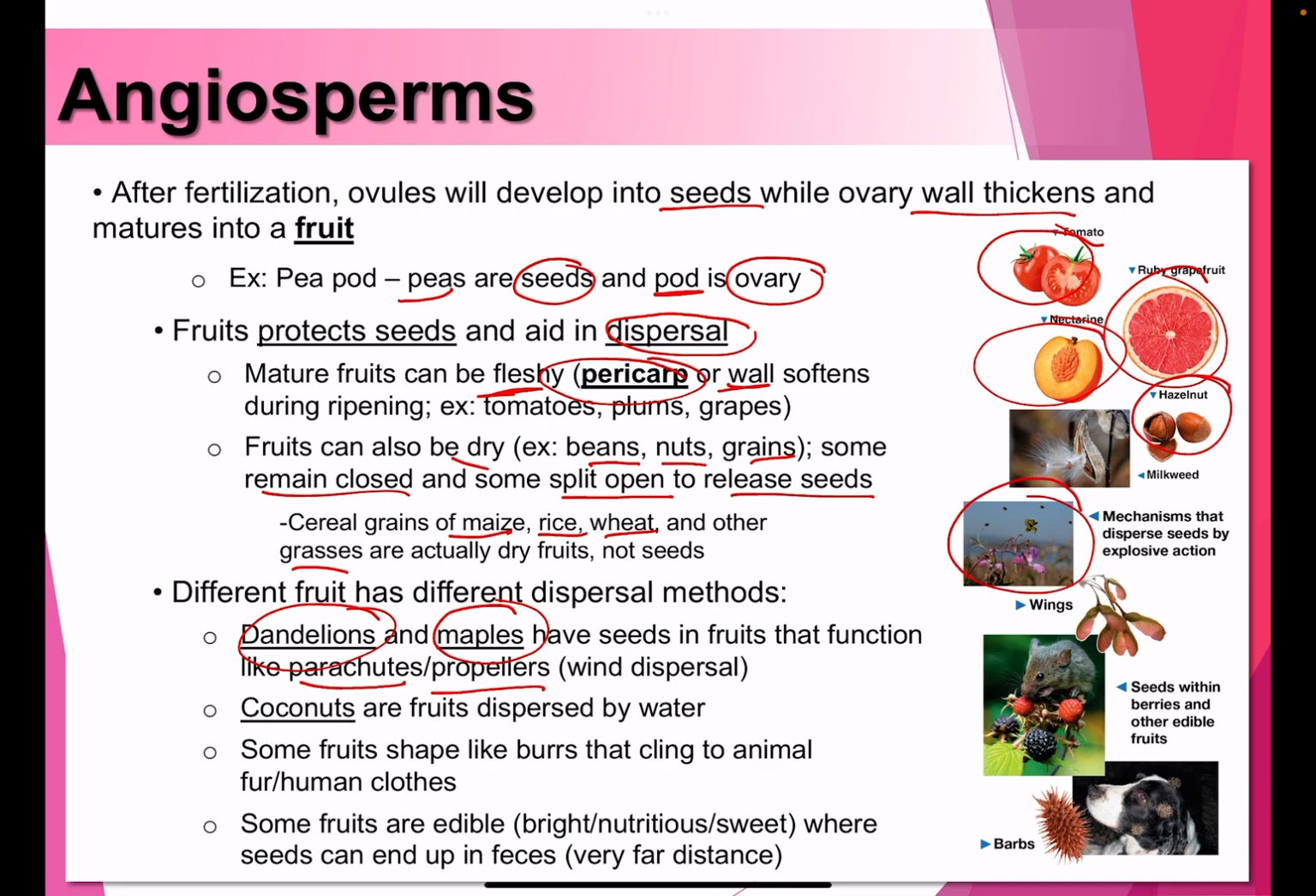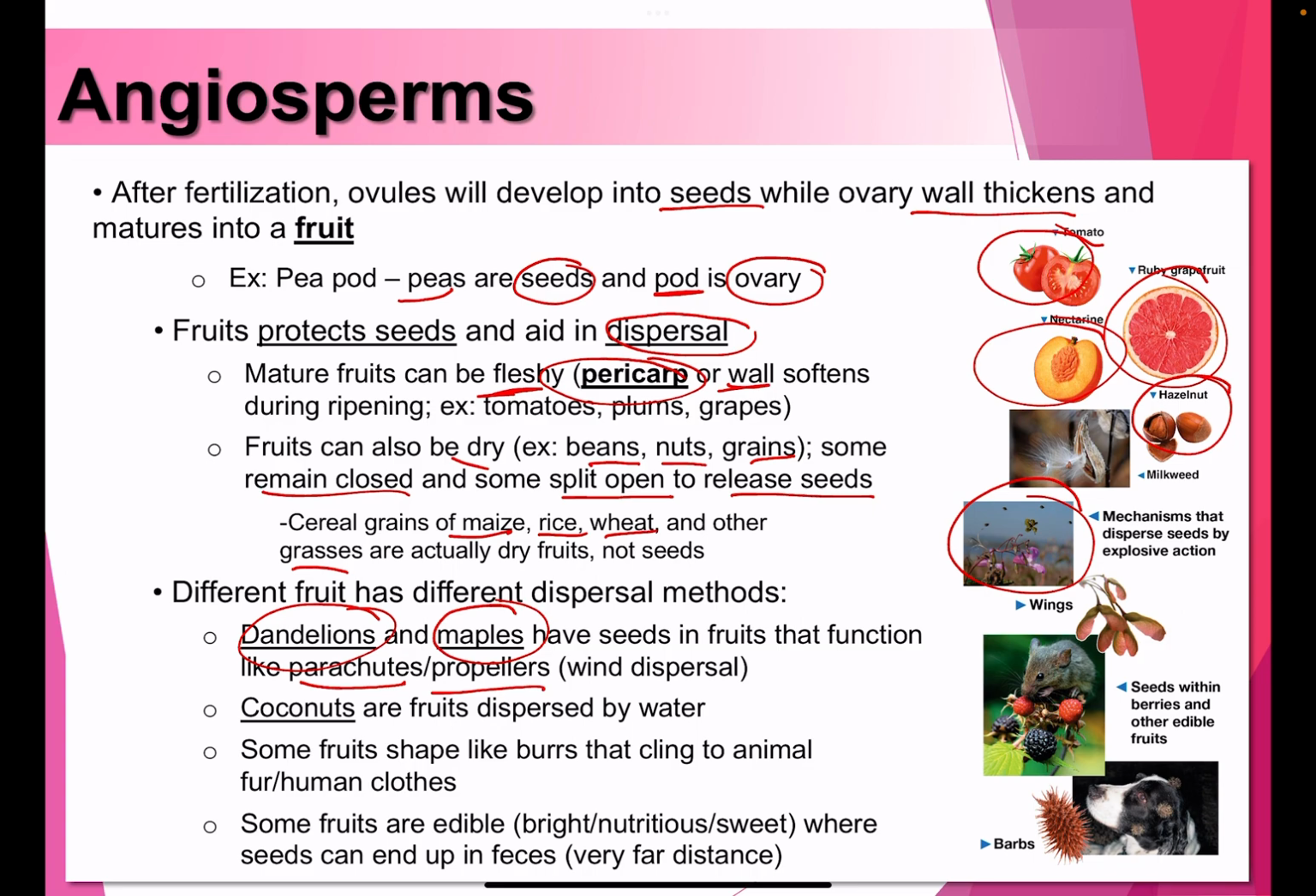All right. And then coconuts are actually fruits that can be dispersed by water. So that's why when we throw coconuts into water or a river or something, they will float, because they are built for that purpose, to disperse elsewhere.